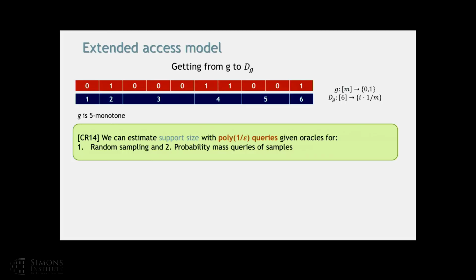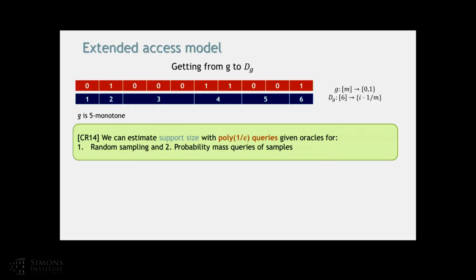And so how do we really do this? Well, we can do this as long as we can simulate a couple of things. We can estimate the support size of this distribution with a number of queries that does not depend on k or n or anything like that, as long as we have oracles for two things. One, we can randomly sample from this distribution. And secondly, we can get the probability mass of anything that we sample.